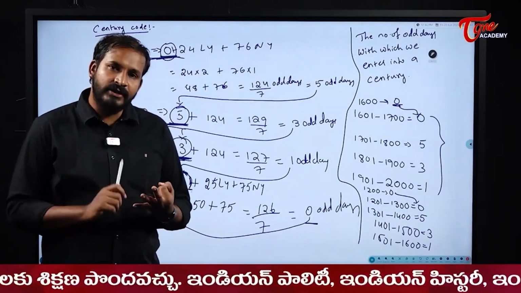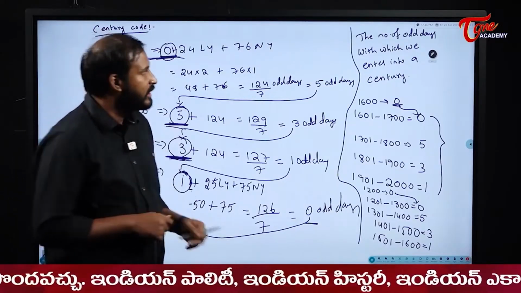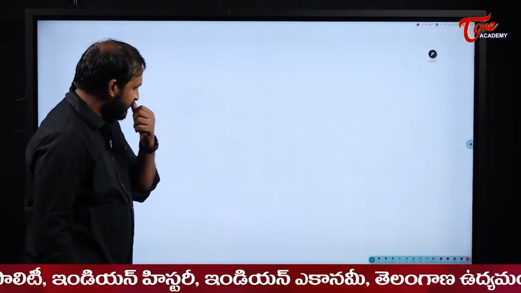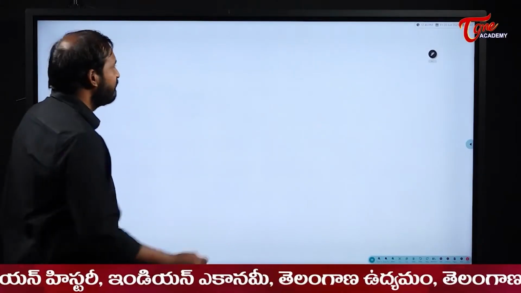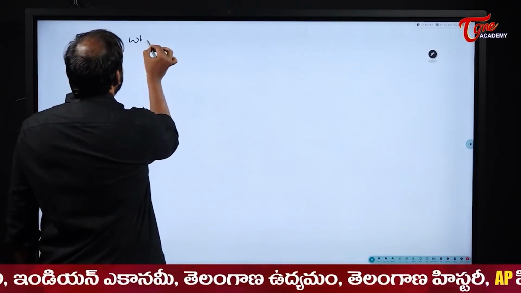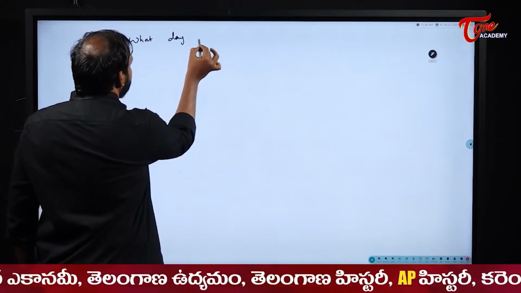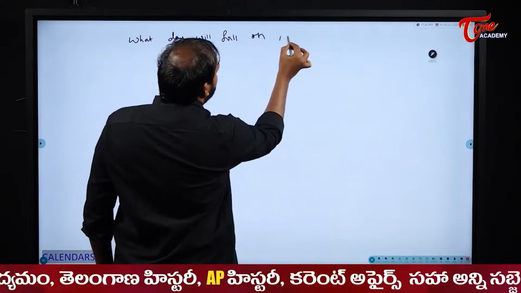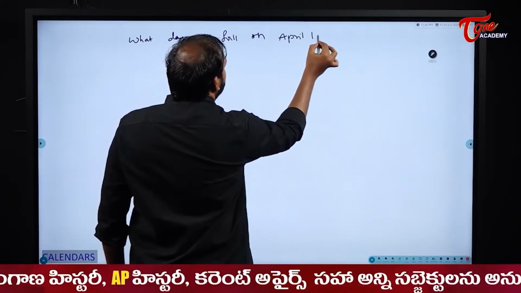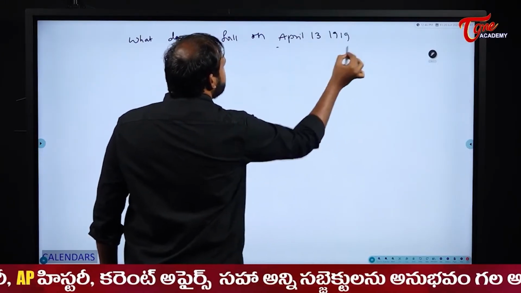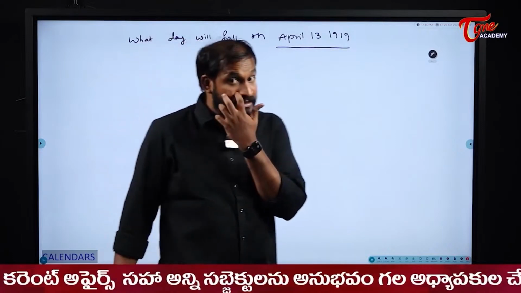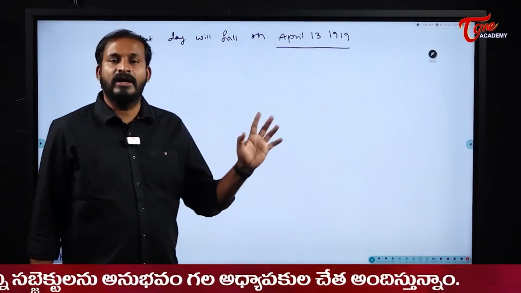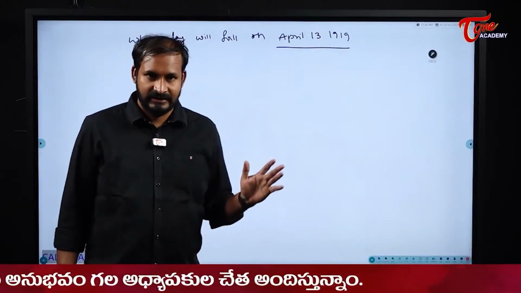Sir, where are we going to use these three types of codes? Now we will see an example, students, for your better understanding. Now see here. For example, if I ask what day will fall on April 13, 1919. What is the importance of this day, students? We all know that the Jallianwala Bagh massacre happened on this day. So what day is it actually? It is a Sunday.